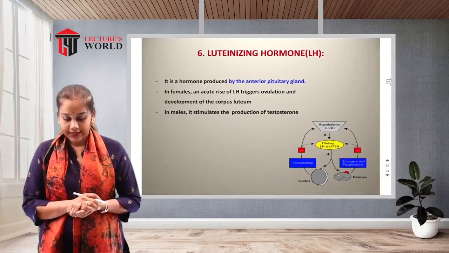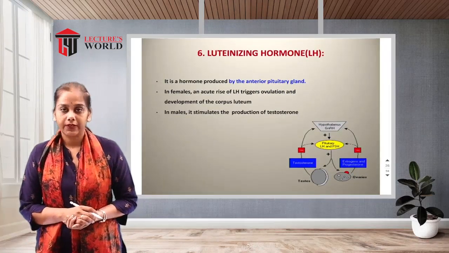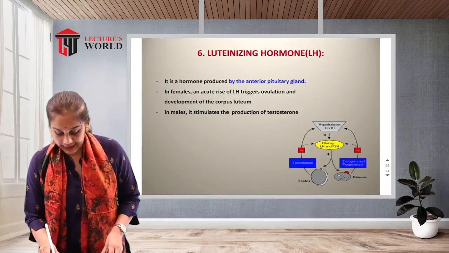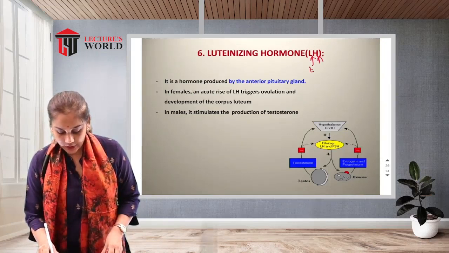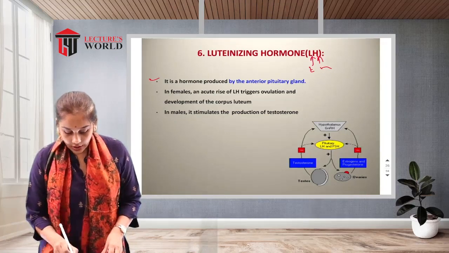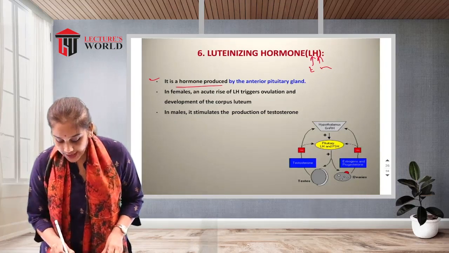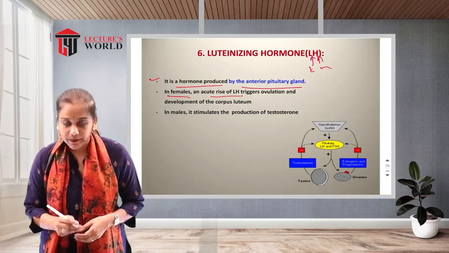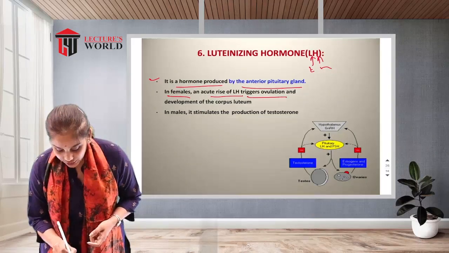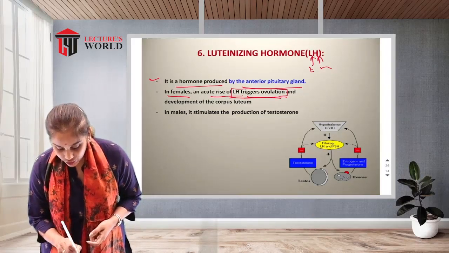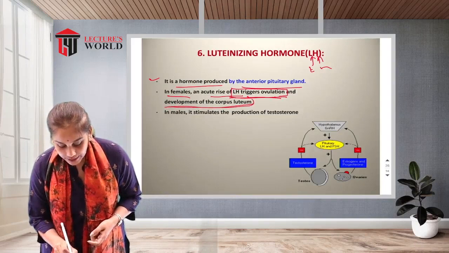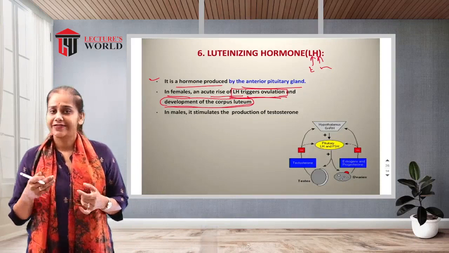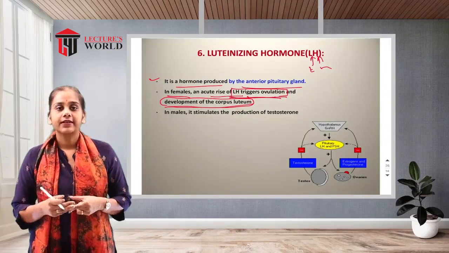Then the sixth and last hormone of the anterior pituitary gland is luteinizing hormone, represented as LH. It is produced by the anterior pituitary gland. In females, an acute rise of LH triggers ovulation and the development of the corpus luteum. So luteinizing hormone is very essential for ovulation.